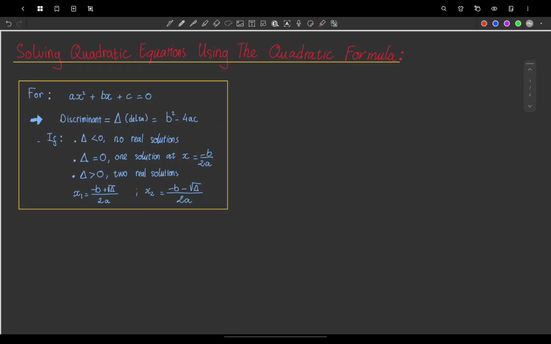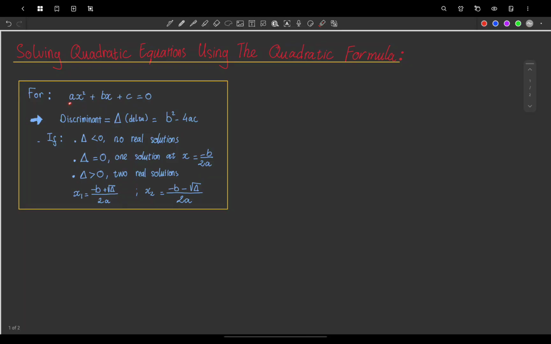In today's video, we're going to learn how to solve quadratic equations using the quadratic formula. If you look at the left side of the screen, I've got a box that will explain what the quadratic formula is and how to use it.